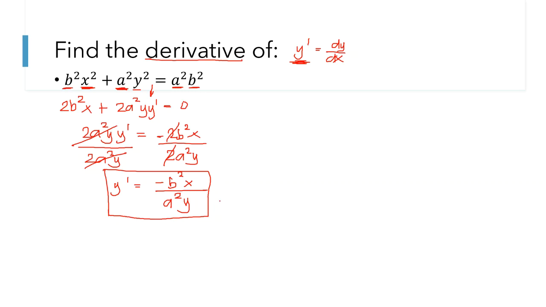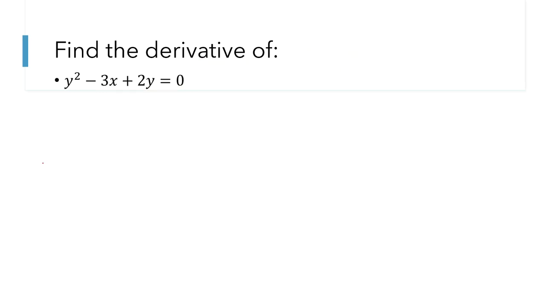So I hope this example is clear. Now we'll move on to another example. Find the derivative of y squared minus 3x plus 2y is equivalent to 0. So this is still an implicit function. Again, whenever we are deriving y, we have to multiply it by y prime. So the derivative of y squared is 2y, then we'll be multiplying by y prime. Then derive our term with x as is. The derivative of negative 3x is just negative 3.